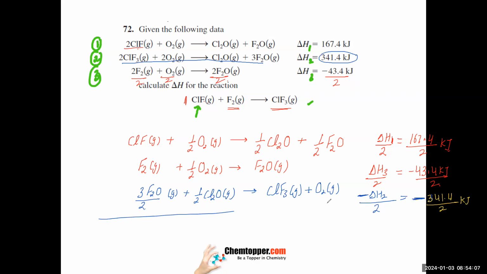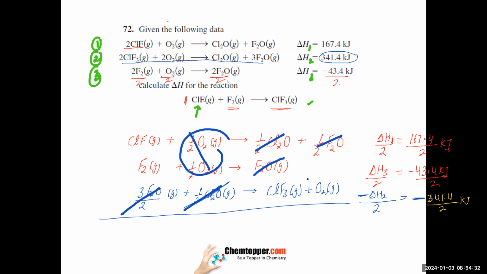Now you add and tell me what all cancelled. Before you do that, you have to show this in the exam. In the exam, in the free response, you have to show this cancellation also. This is cancelled. These are the intermediates, right? Even this 3 by 2 F2O, these two F2O cancelled. This is 1 O2 cancelled. Now what is left? ClF and F2 on the reactant side and ClF3 on the product side.